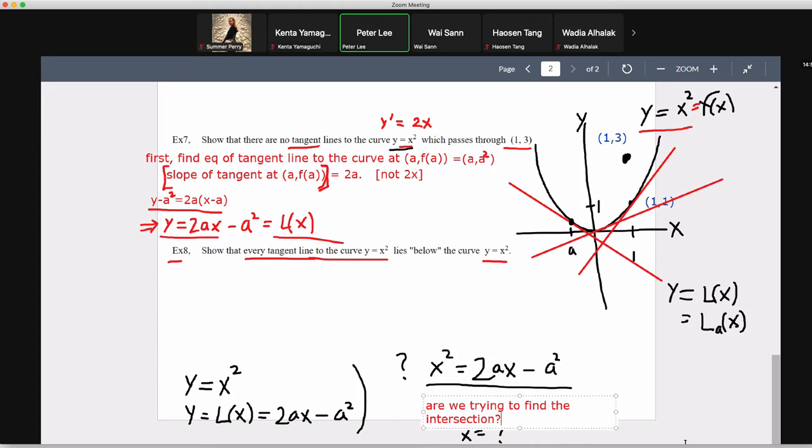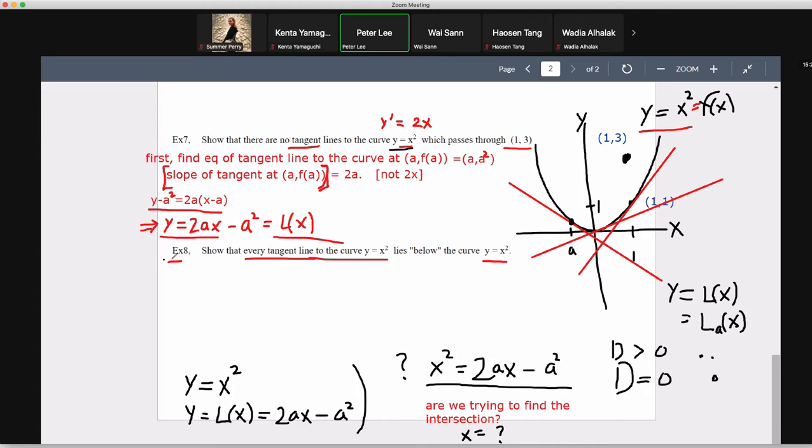If now you let D equal to 0, that means we have one point of intersection. And if D is bigger than 0, then we have 2 points of intersection. But is that what we're trying to show?